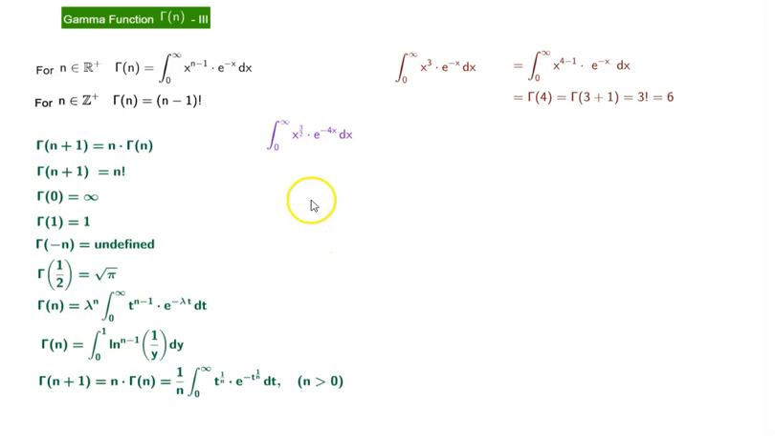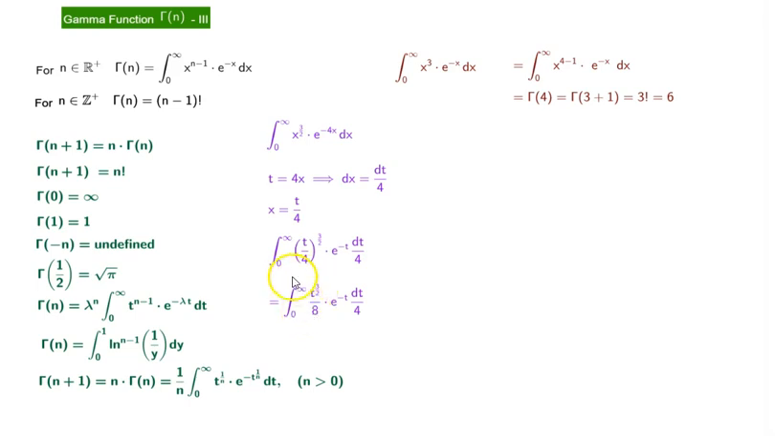Now let's look at another one. Integral from 0 to infinity of x to the power of 3 by 2 times e to the power of minus 4x dx. Carry out the substitution. T is equal to 4x, which implies dx is equal to dt by 4, and t is equal to 4x also means x is equal to t by 4. So carrying out the substitution, we get integral from 0 to infinity of, x is t by 4, so t by 4 to the power of 3 by 2 times e to the power of minus 4x. 4x is t. So e to the power of minus t, dx is dt by 4.